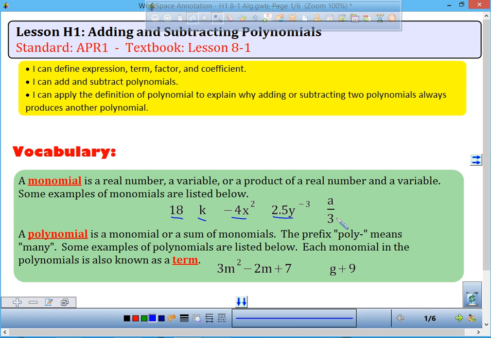Okay, the only way that a term is counted as two terms is if you look here in g plus 9, now there's multiple terms. It's separated by an addition or subtraction sign. So until you see an addition or subtraction sign, it counts as just one term. So that's why all of these are monomials, one term. In this polynomial, meaning multiple, there are three different terms. 3m squared is one term, negative 2m is another term, and 7 is the third term, separated by addition and subtraction signs.